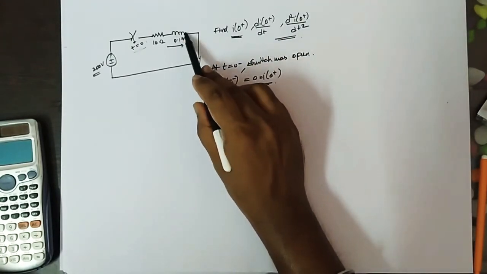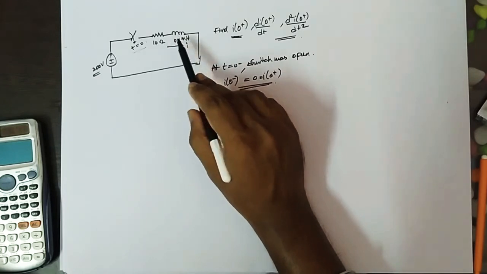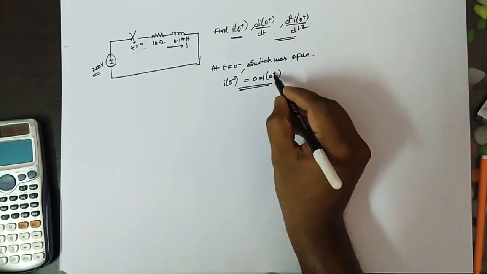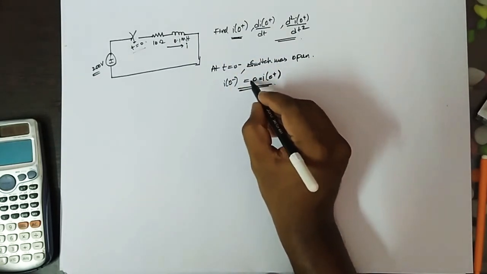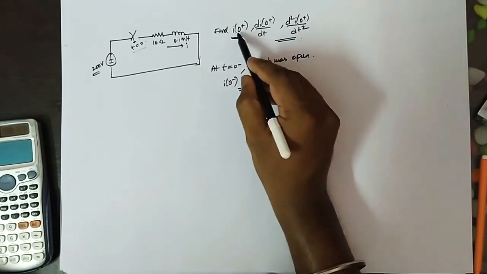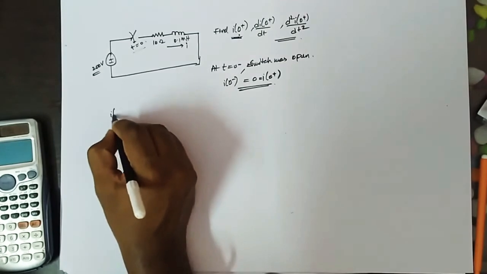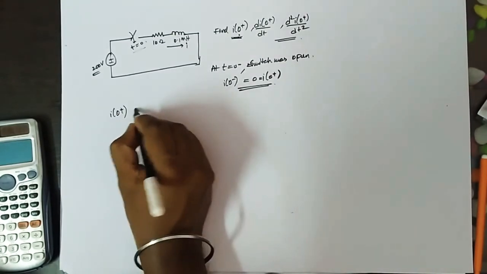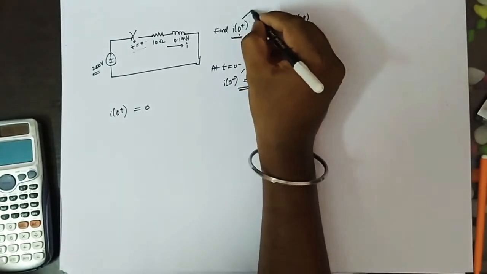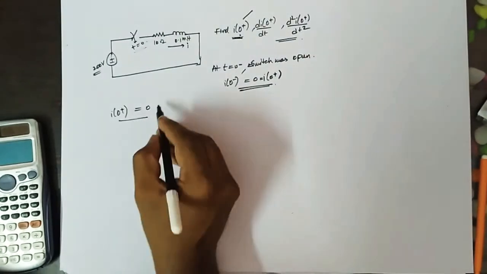So this will be open circuited even if the switch is on. So at t equal to 0 plus also the current through the inductor is 0. So I of 0 plus is 0. That means we got I of 0 plus equal to 0. So this is over. Okay, 0 amps.